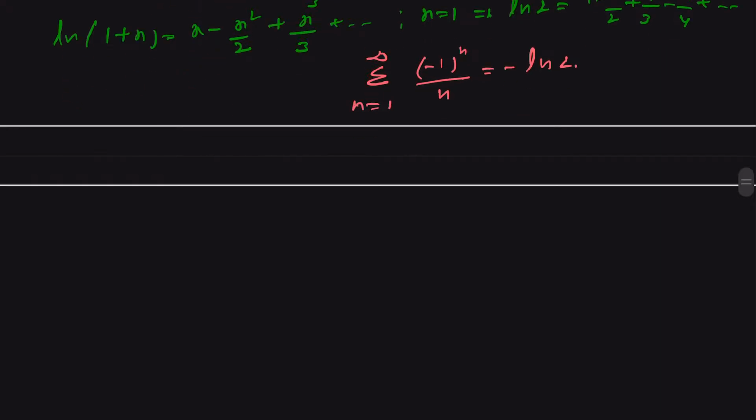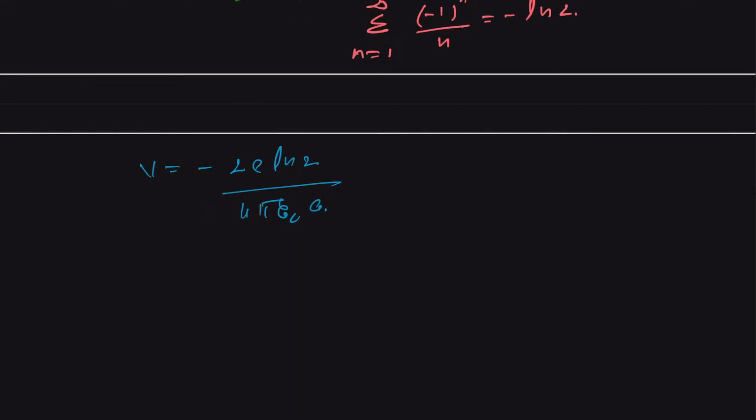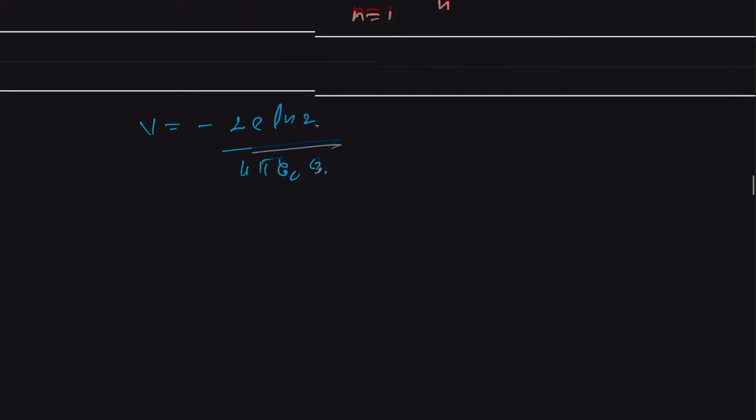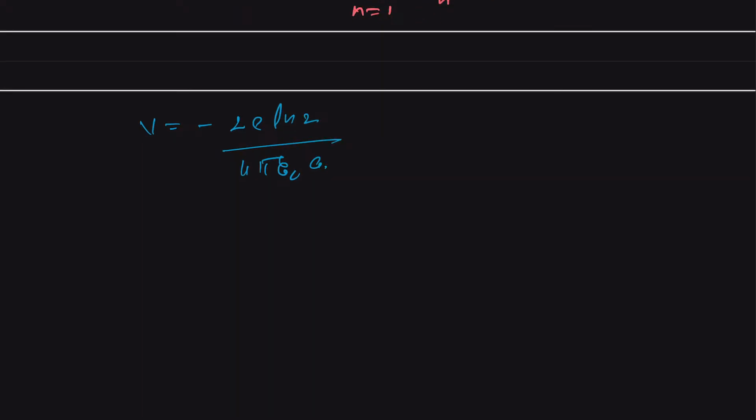Therefore we get that our potential is equal to minus 2e natural log of 2 divided by 4 pi epsilon naught times a. Okay, so this is the potential. Now we are interested in finding out energy, and energy is nothing but our charge multiplied by the potential, and we remember we have to find out energy per ion. So we can say our energy per ion, and that is our U, and it will be equal to Q times V.